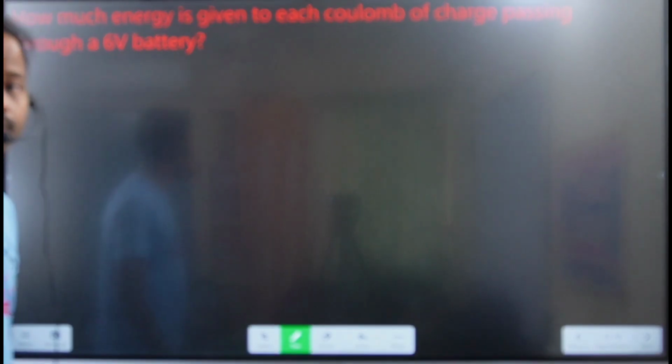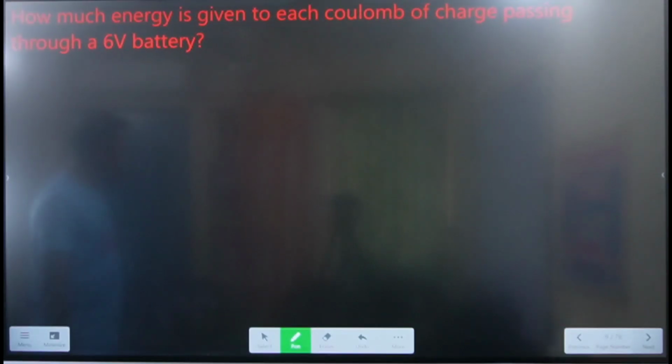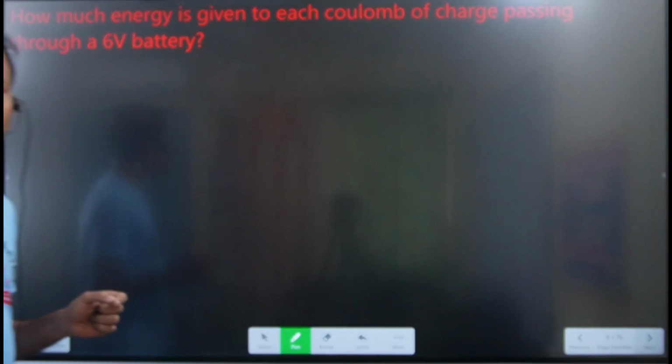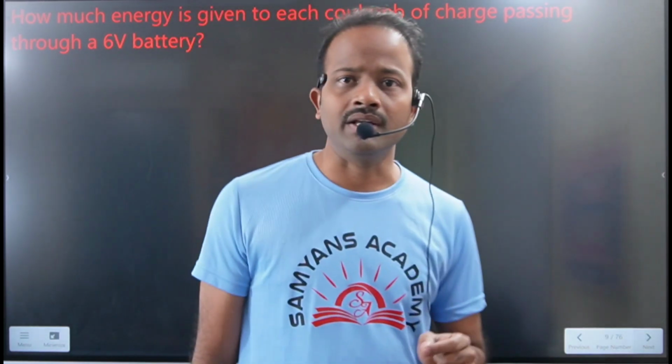Here we have one question. How much energy is given to each coulomb of charge passing through a 6 volt battery?